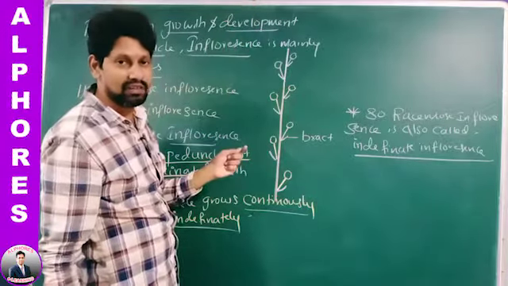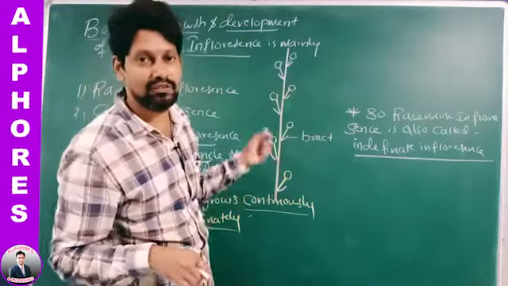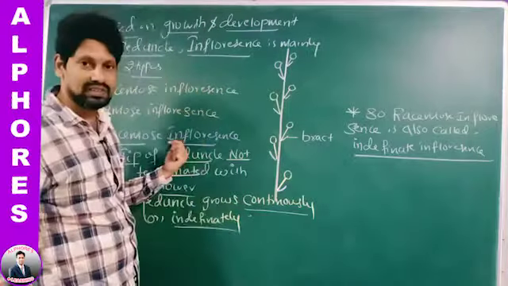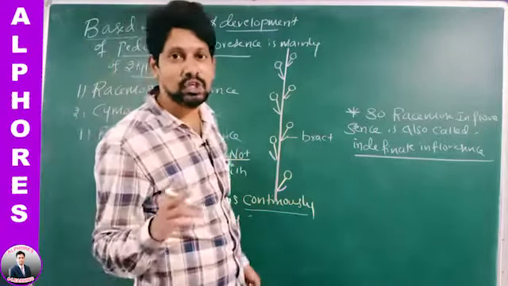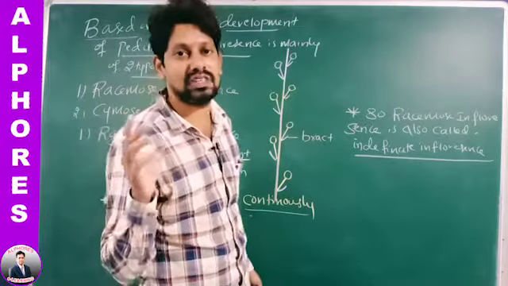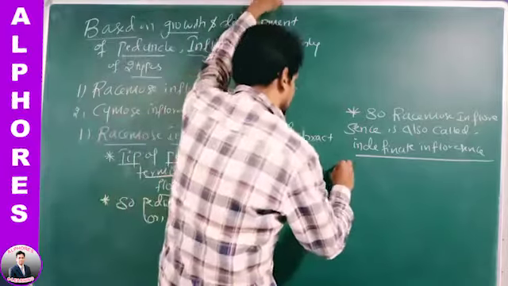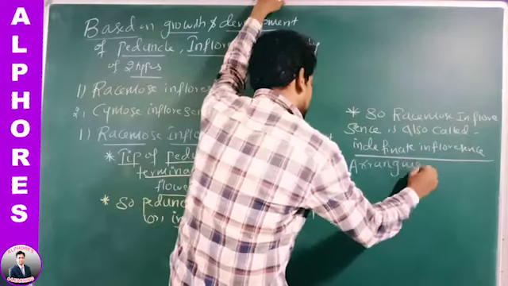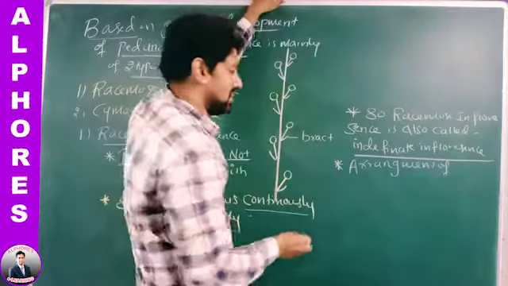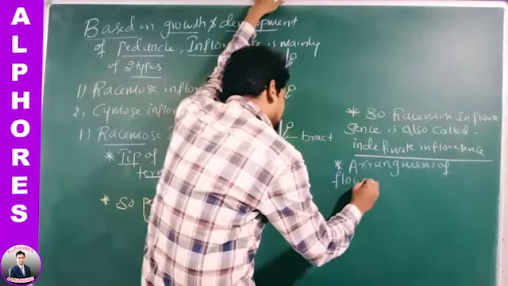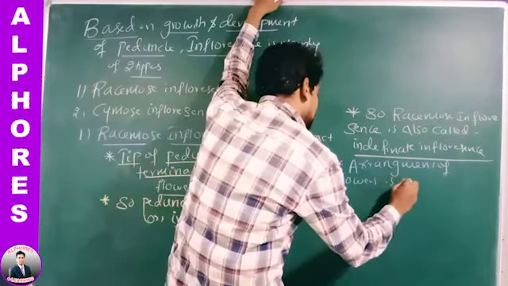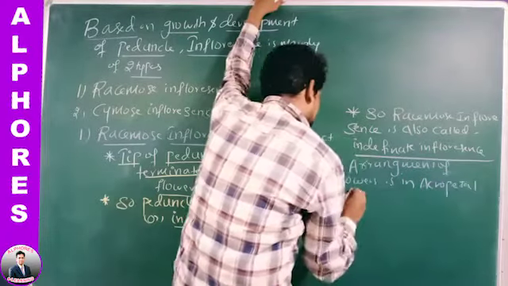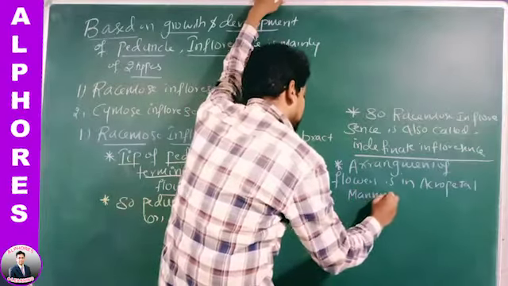This arrangement of flowers is called acropetal manner. Therefore, flowers are arranged in acropetal manner. I am speaking about racemose inflorescence. In racemose inflorescence, arrangement of flowers is in which manner? Acropetal manner. Arrangement of flowers is in acropetal manner.